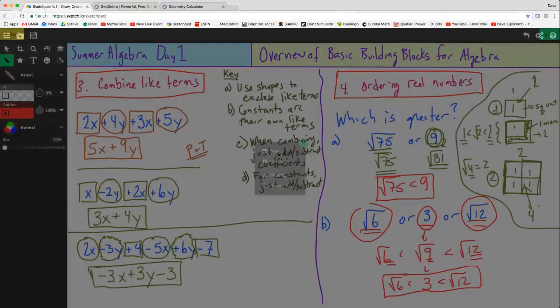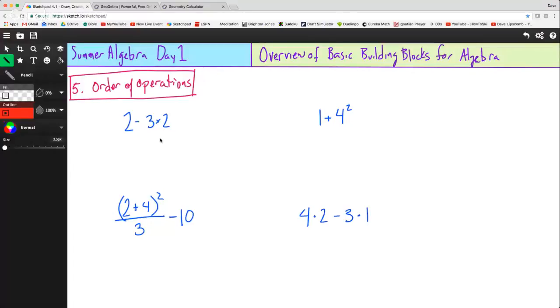Let's move along. We are taking some time. Order of operations. These are just practice. I want you to just remember, PEMDAS is one way. Please excuse my dear Aunt Sally. And this isn't exactly right because multiplication and division go together.